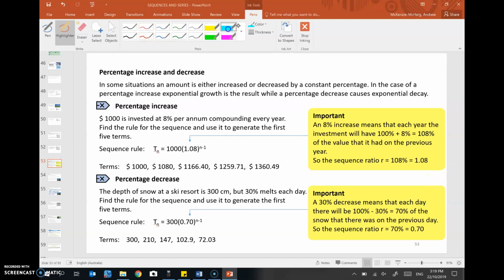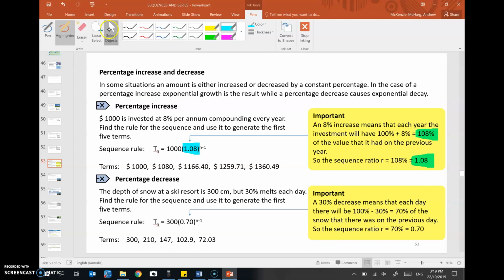So you can see here we have a percentage increase of 108%. When we convert it to a decimal by dividing it by 100, we get 1.08. And you can see that that has determined the common ratio, or the R value, for that sequence.